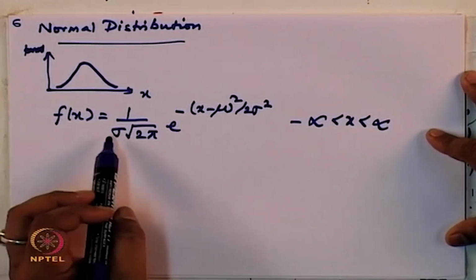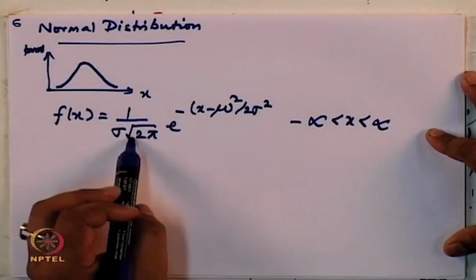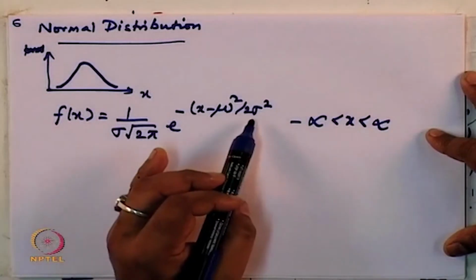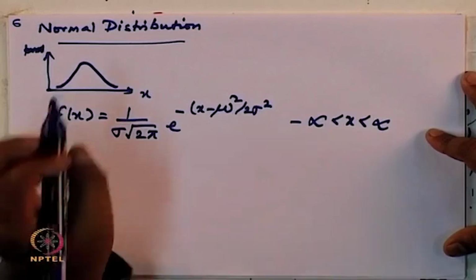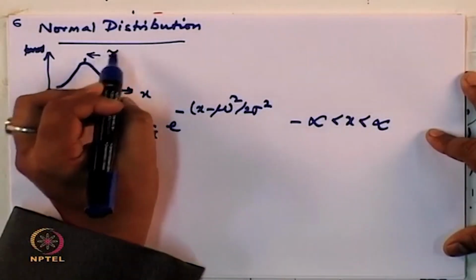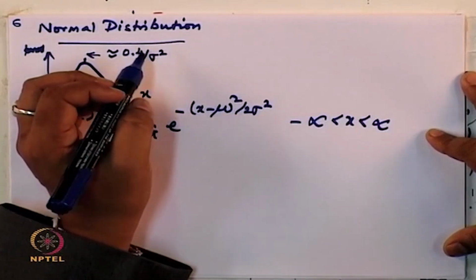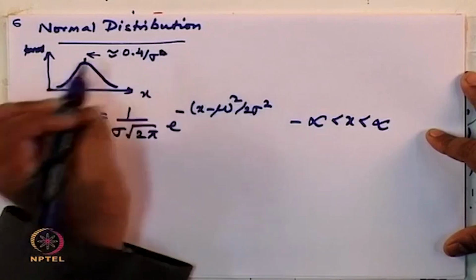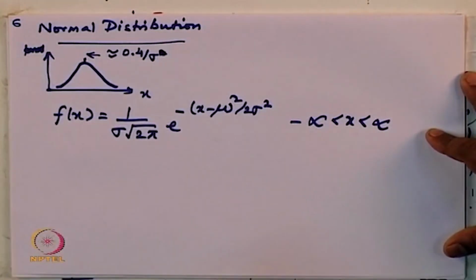So, you see there are two parameters here. Your probability density function is given by f of x equal to 1 by sigma root 2 pi e to the power minus x minus mu whole square by 2 sigma square. Typically this peak is roughly 0.4 by sigma. So, we want to know what these values mu and sigma are respectively.